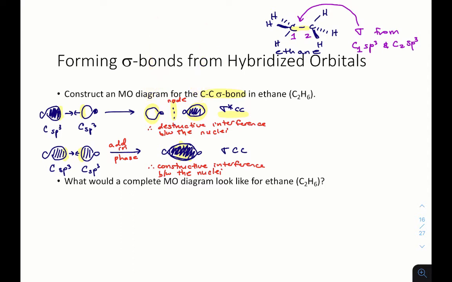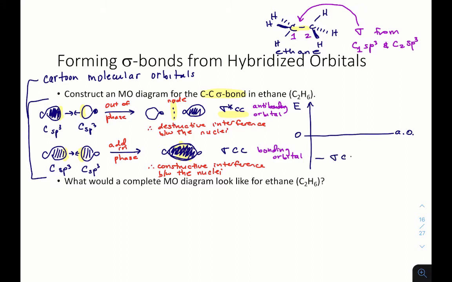So this is an antibonding orbital. It serves to pull the nuclei apart when it is populated with electrons, which usually it is not. So combining the 2 sp3 orbitals in phase or out of phase resulted in a lower energy bonding orbital, or when combined out of phase, a higher energy antibonding orbital. Now that we've drawn the cartoon molecular orbitals, let's put electrons in them and draw an energy diagram.